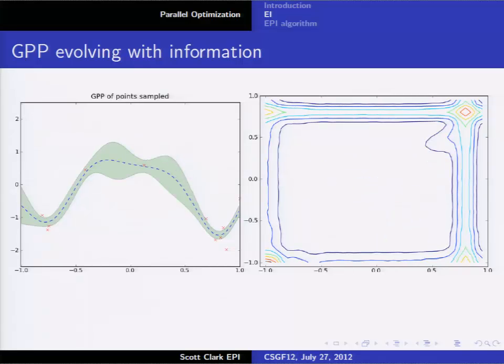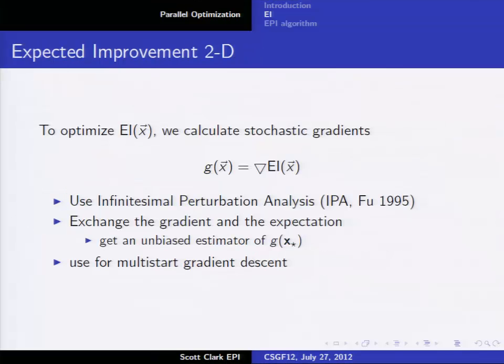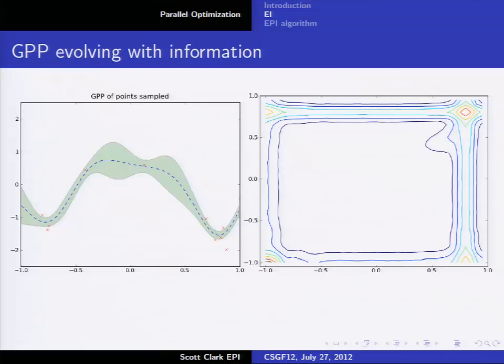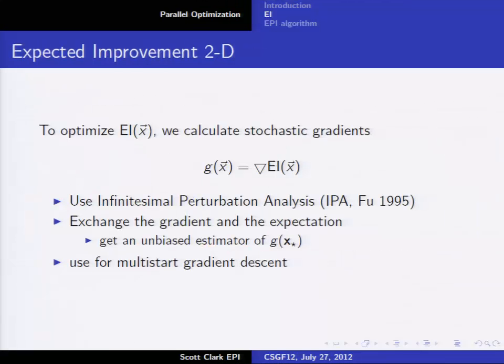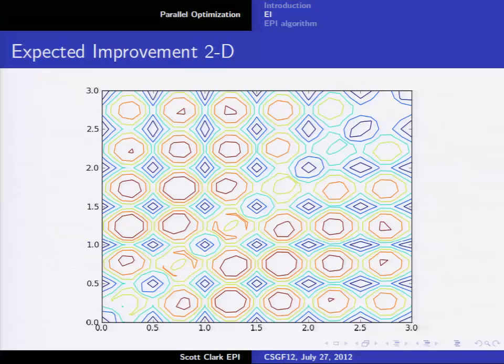And sure enough, it samples there, but it turns out it wasn't that great. So to be able to find these points without actually calculating this for every single part of the space, we want to be able to do gradient descent or something like that on this space, this expected improvement space. And we can do that by calculating stochastic gradients, a bunch of math that I'm not going to go into, and use multi-start gradient descent.